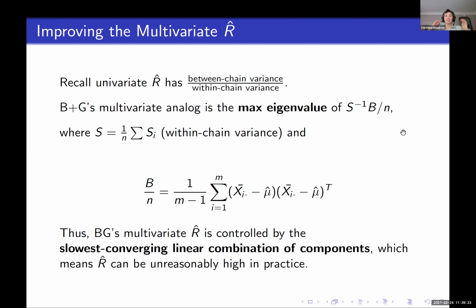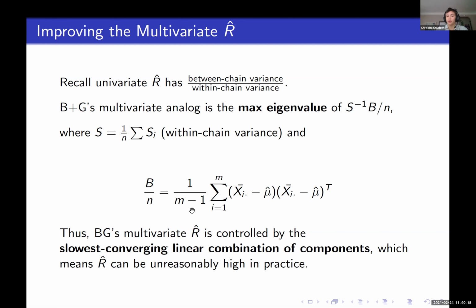Okay, so they looked at the max eigenvalue, and what does that mean? If you use the max eigenvalue, then that means that this R hat is going to be controlled by the slowest converging linear combination of components. It would be one thing if this was controlled by the slowest converging component in your Markov chain. That would be slow, but maybe more okay. But it's even worse than that. It's the slowest converging linear combination of components. So it's the slowest converging direction. And that means that R hat is going to be unreasonably high in practice.